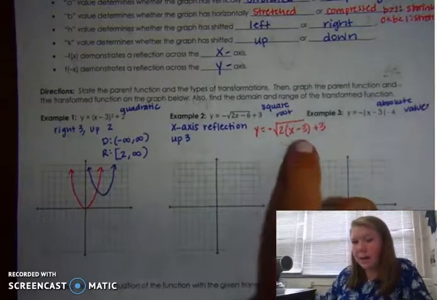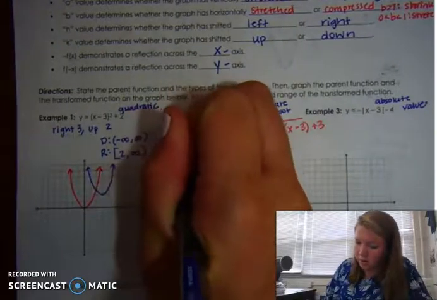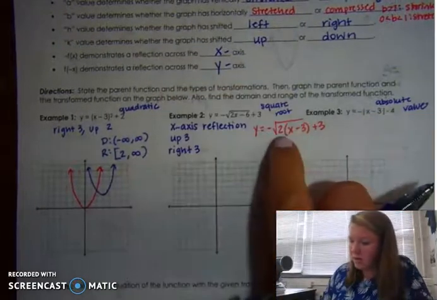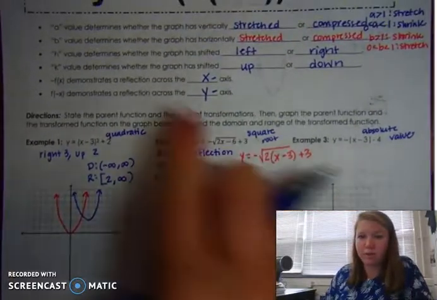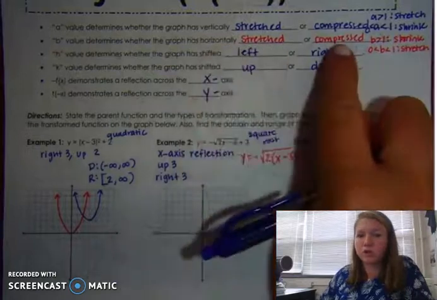So what's really happening here is we've moved right 3 units, which is why the graph shows that. And then the 2, remember that's your b value, so go back up to our rules. The b value is a horizontal stretch or shrink.